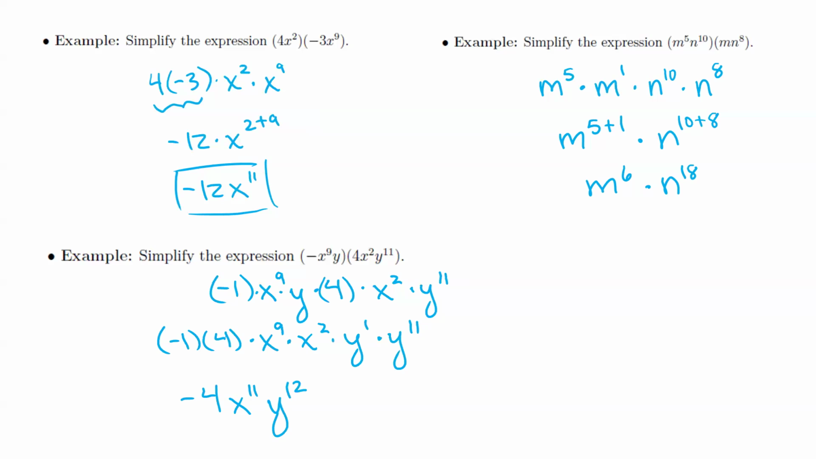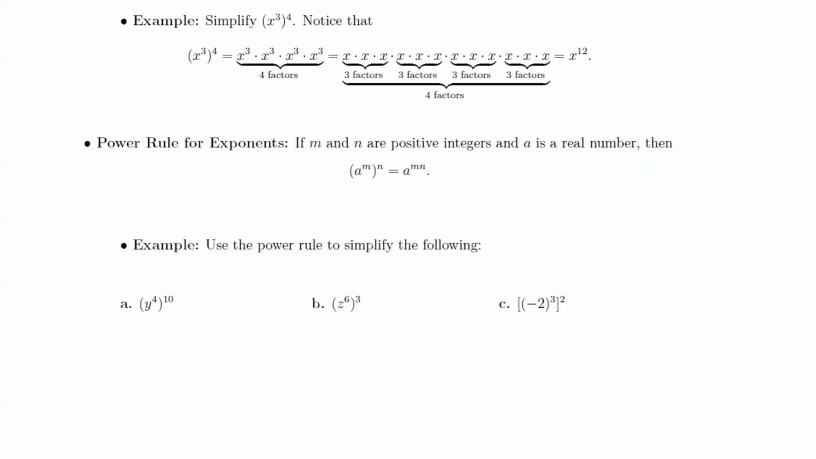All right, so those are us just using the commutative property of multiplication that says I can multiply in any order I'd like, and then using the rule that if I'm multiplying like bases, then I can add the exponents. All right, but that's not the only rule.